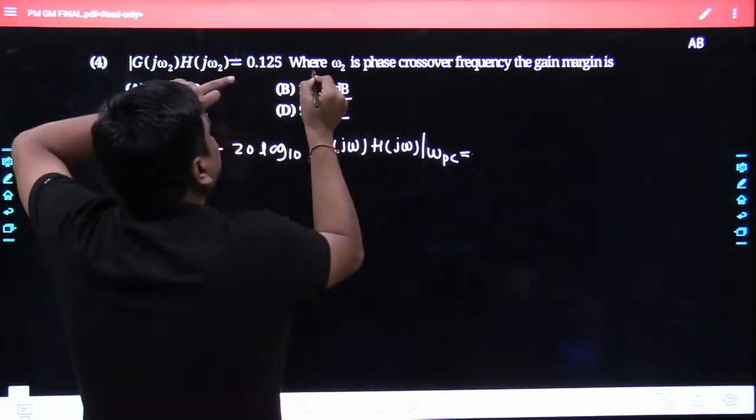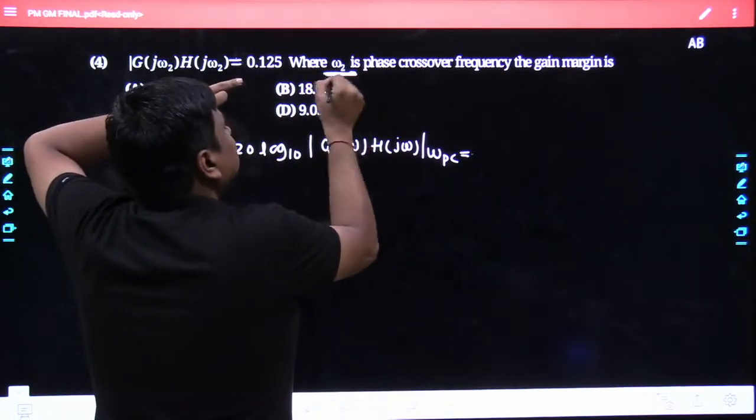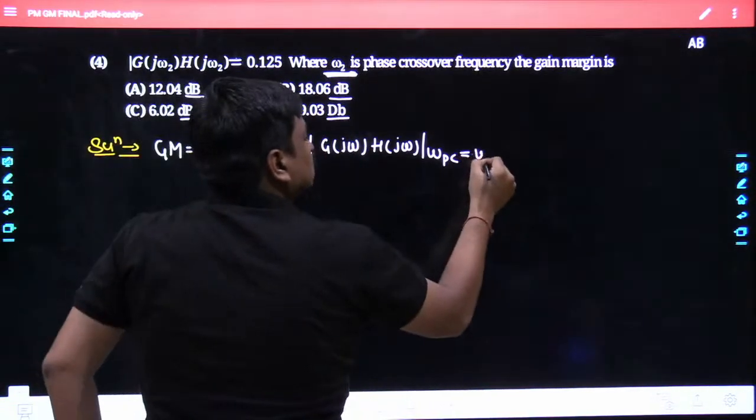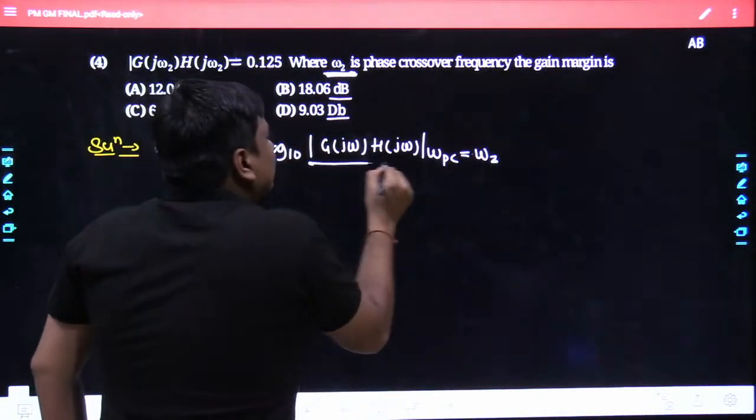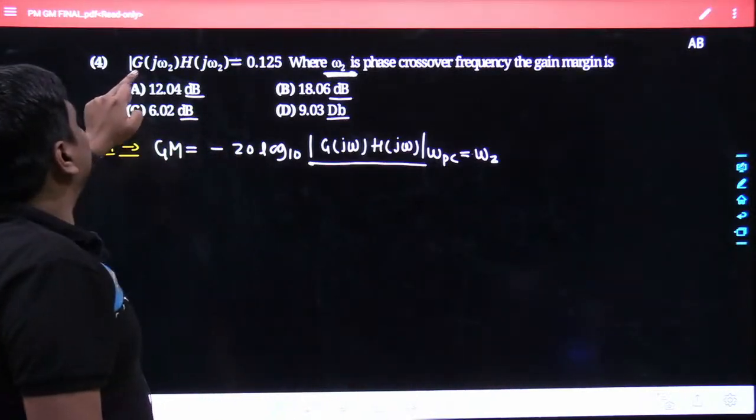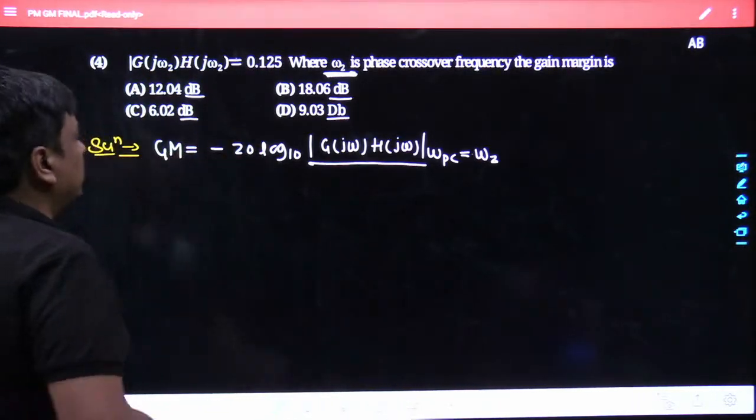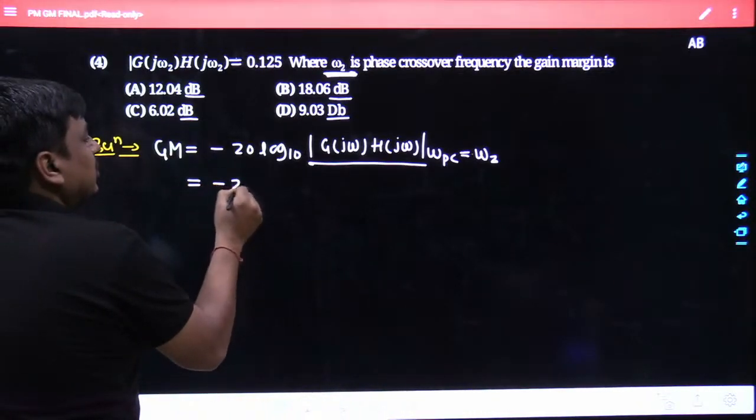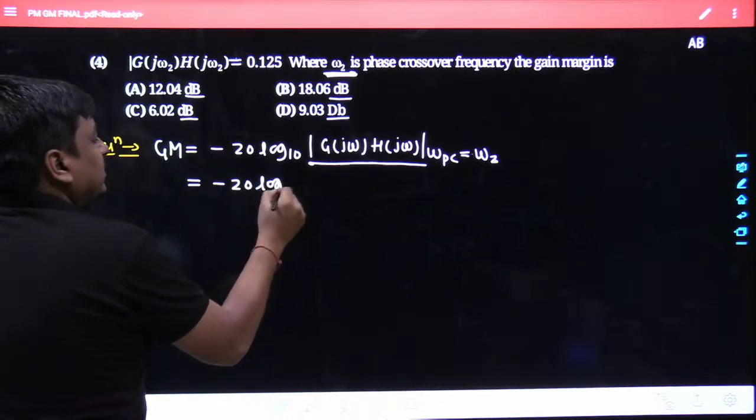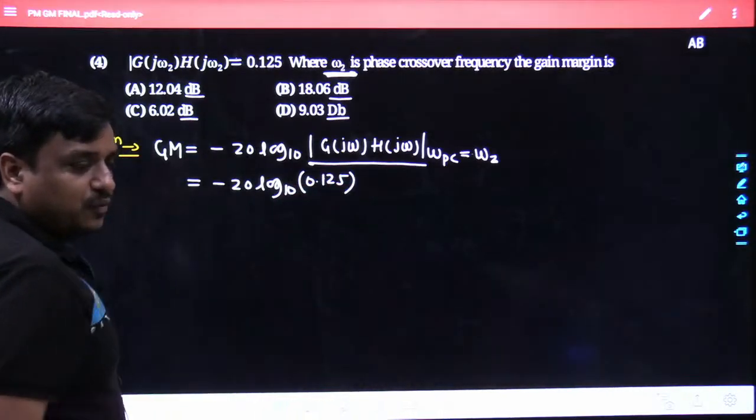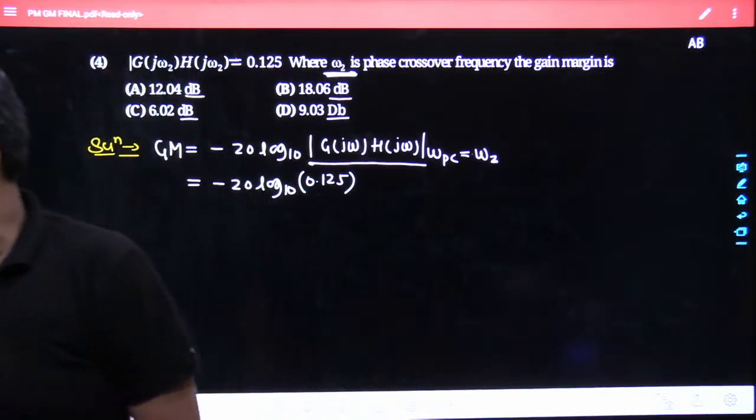Here it has been clearly given, instead of ωpc, that the phase crossover frequency is referred to by ω2. And this magnitude is also given. May I know how much it is? The mod of G(jω2)H(jω2) is nothing but 0.125. So here goes minus 20 log base 10 of 0.125.